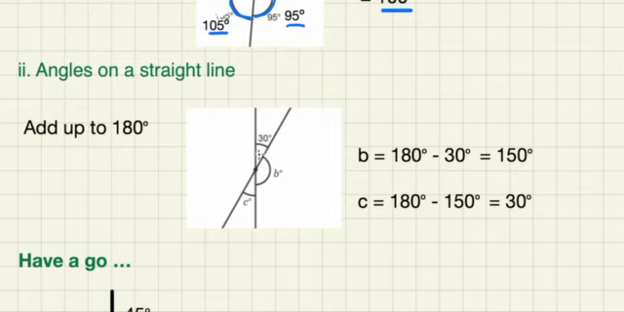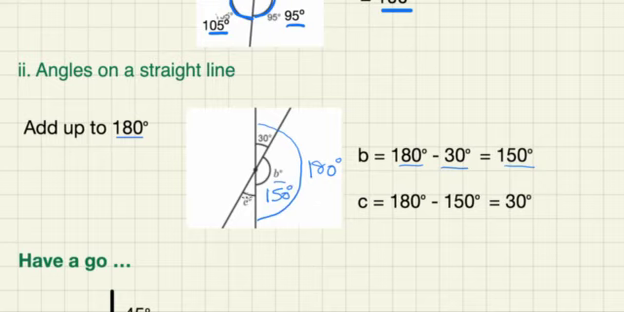But in fact we know another value, and that is that on a straight line all angles add up to 180. So we know from here to here is 180. To find out what B is, we have to take away 30 degrees from 180. So with B, 180 minus 30 gives you 150. So now we know that B is 150 degrees.